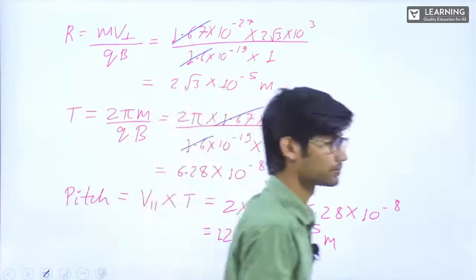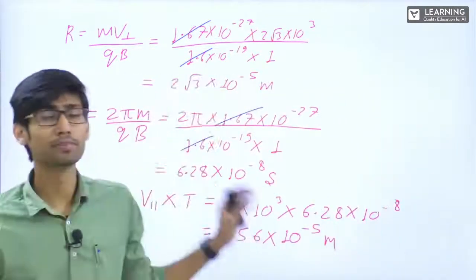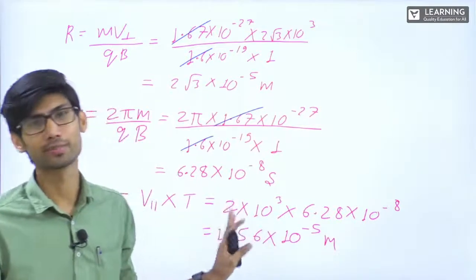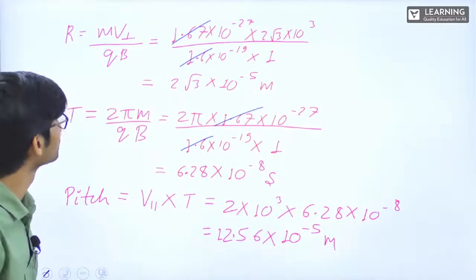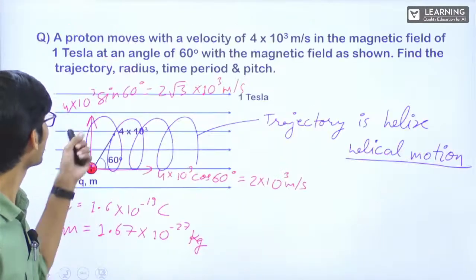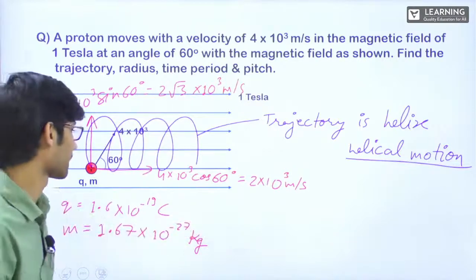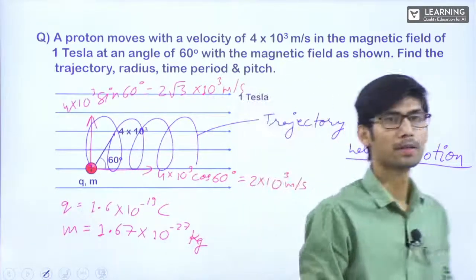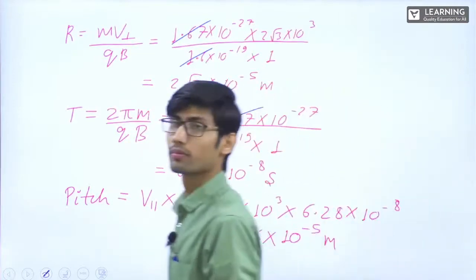I hope you got it. If there is a calculation mistake, you can ignore it. The main important thing is the concept. Alright. Done. So we have got the trajectory, we have got the radius, we have got the time period, we have got the pitch. Shall we go further? Note it down.